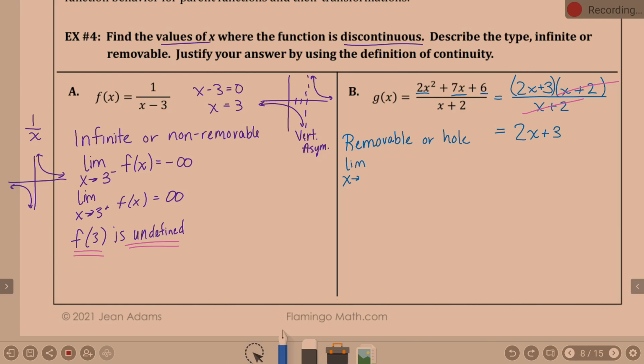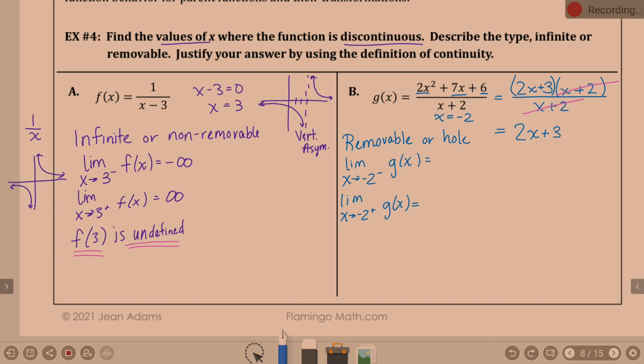Let's talk about the limit from, oh, I guess we never talked about, where is the issue? At -2, yes? You do still have to look at the fact that x equals -2 is going to be the issue. I kind of skipped over that detail. So the limit as x approaches -2 from the left of g of x, and the limit as x approaches -2 from the right of g of x.